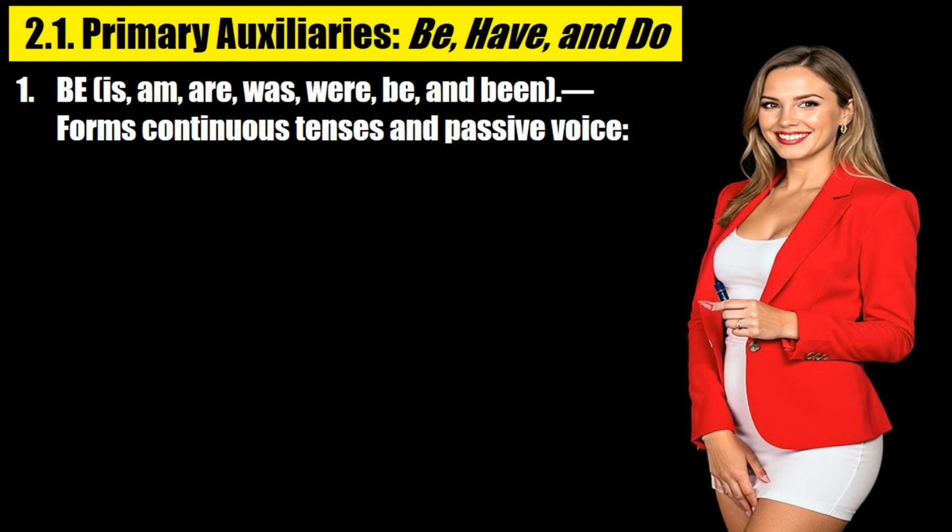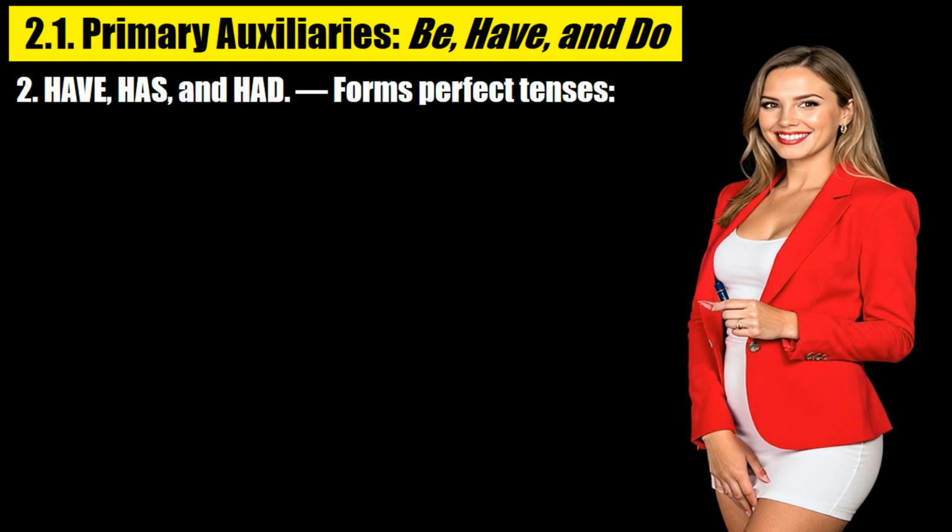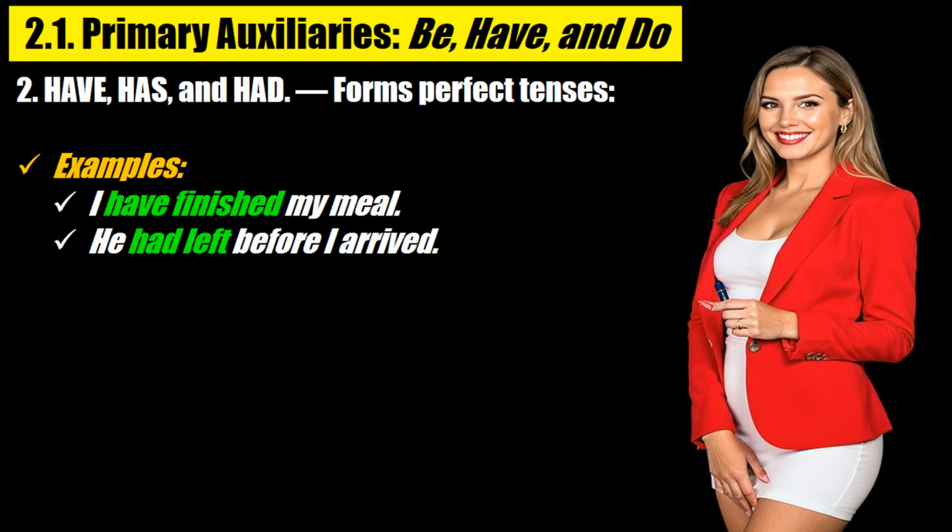1. Be. Is, am, are, was, were, be, and been. Forms continuous tenses and passive voice. Examples. She is reading. The book was written by J.K. Rowling. 2. Have, has, and had. Forms perfect tenses. Examples. I have finished my meal. He had left before I arrived.